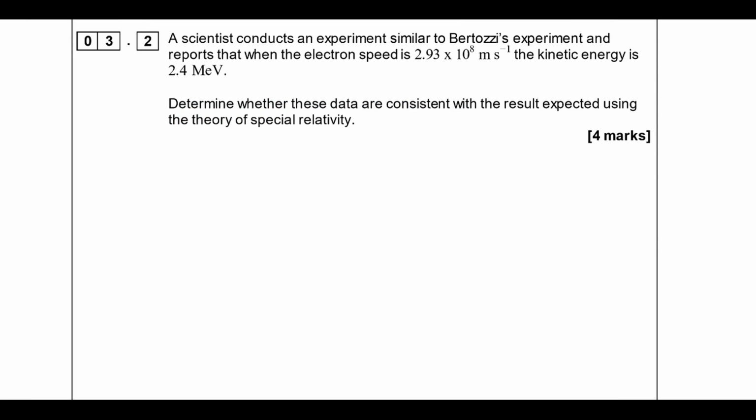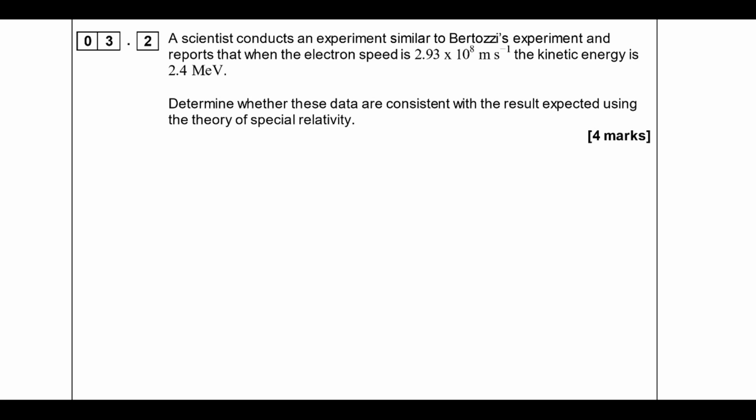A scientist conducts an experiment similar to Bertozzi's experiment and reports that when the electron speed is 2.93 times 10 to the 8 meters per second, the kinetic energy is 2.4 mega electron volts. Determine whether these data are consistent with the result expected using the theory of special relativity.